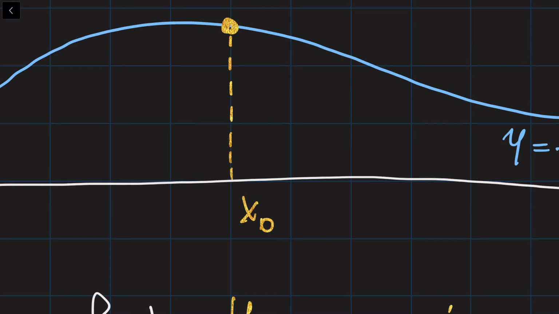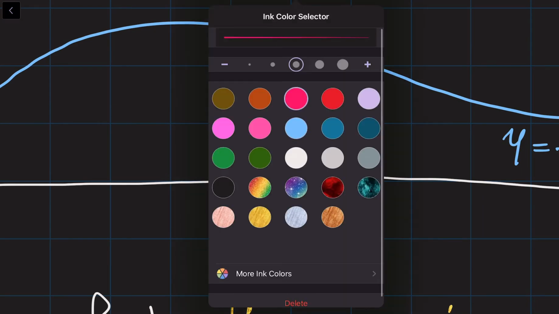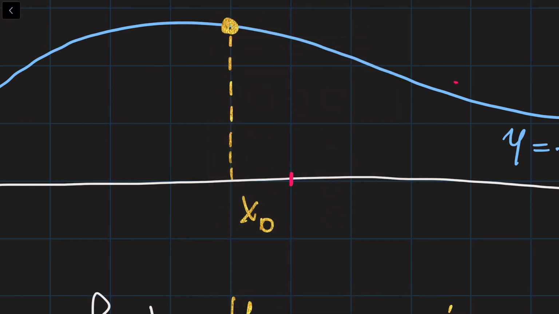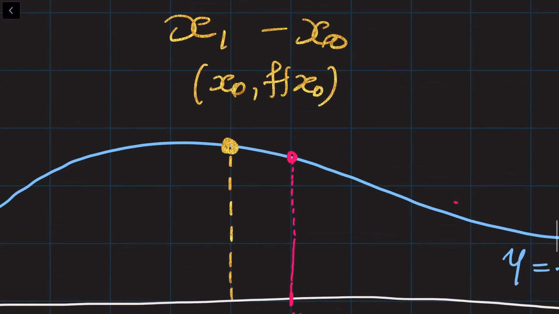So this is our x0 point. What I want is I would like to choose another point here really close to this point. So let's say it's going to be x1, which is x0 plus delta x. Okay? So this point is going to have the coordinates x1 and f of x1.